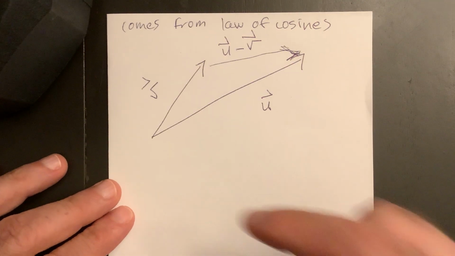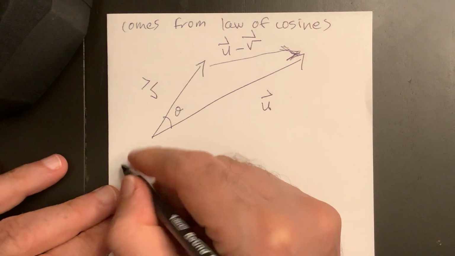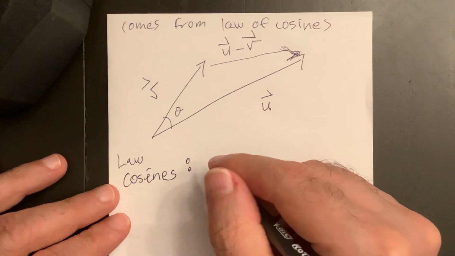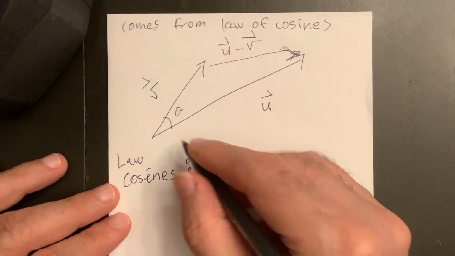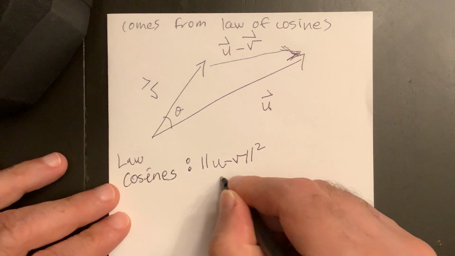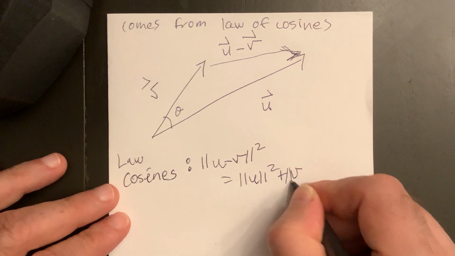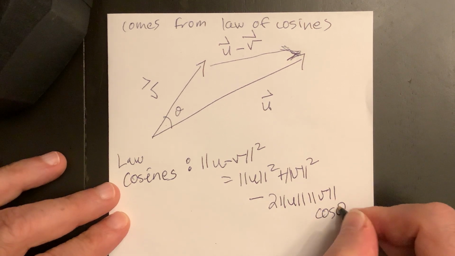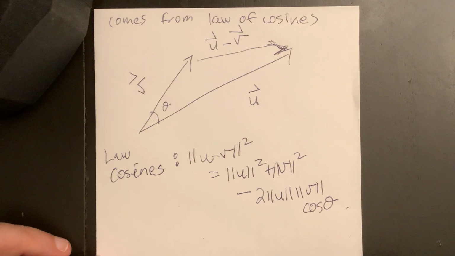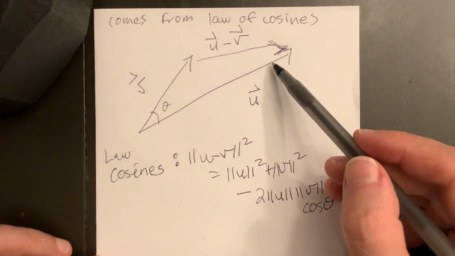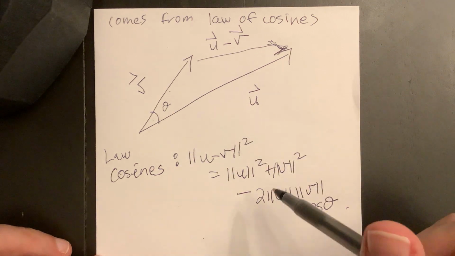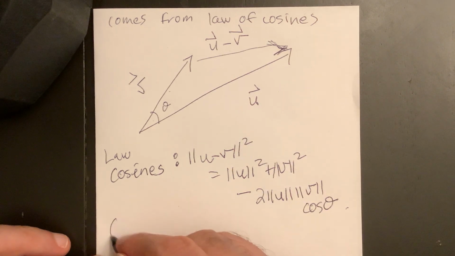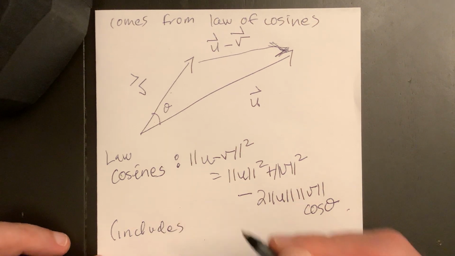Well, the law of cosines, from high school, says this length squared, the one opposite the angle, is equal to U squared plus V squared minus 2UV cosine theta. You might remember. Now, if U and V are at right angles to each other, this term is 0, and we just get the Pythagorean theorem, right? So this includes Pythagoras.